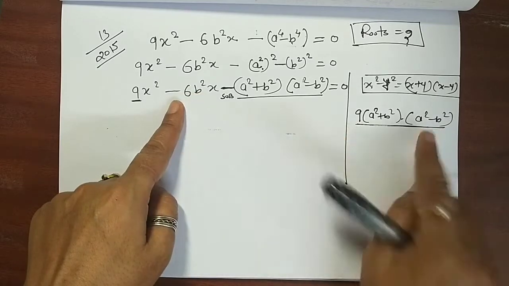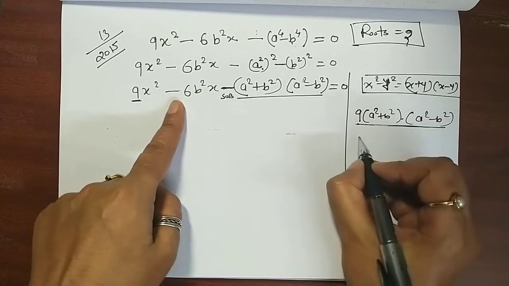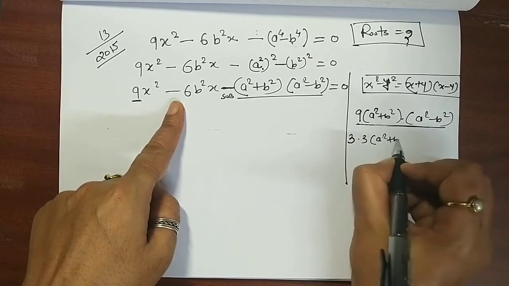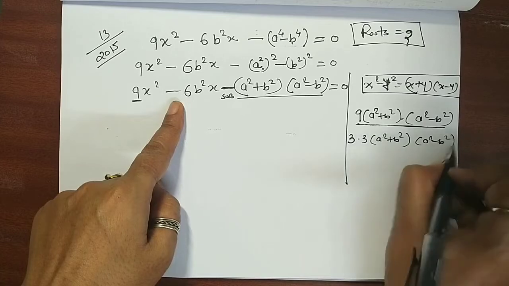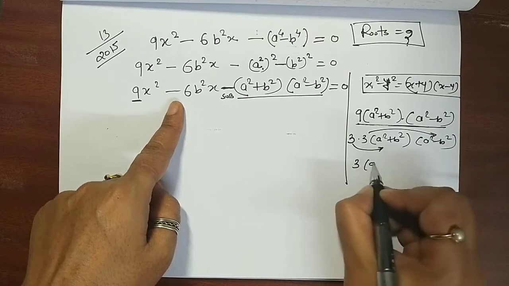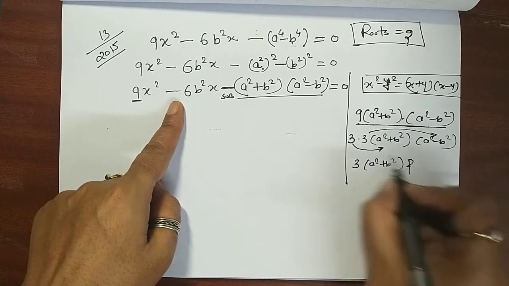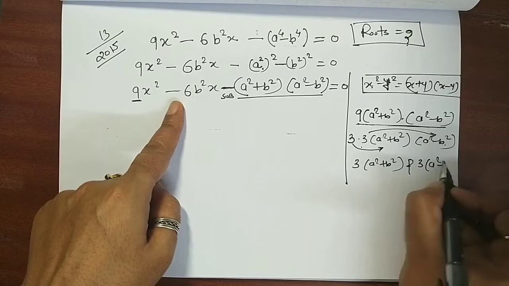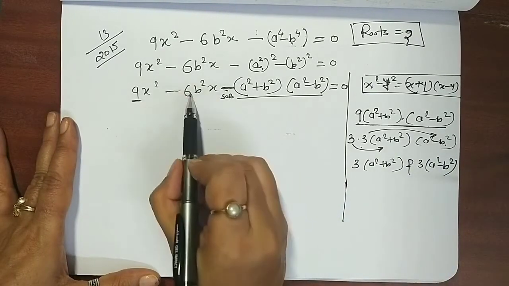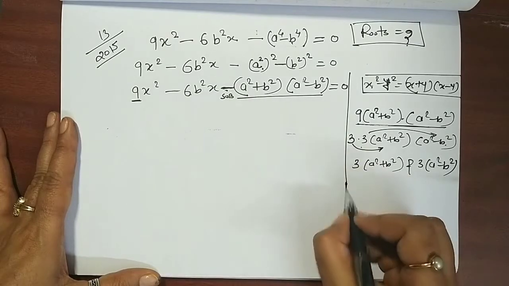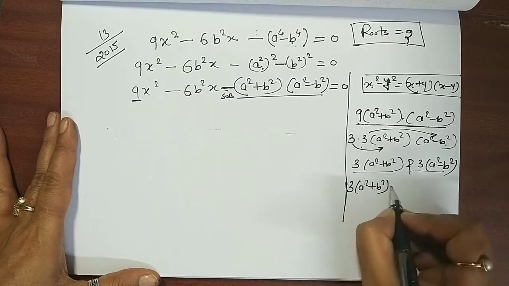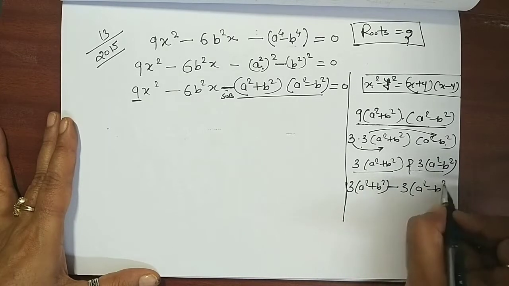After subtraction, I should get this. So let me see, guys. 9 I am splitting into 3 into 3. 3 into 3, a square plus b square, a square minus b square. One 3 I will take with this and one 3 with this. So 3 a square plus b square and 3 a square minus b square. I need subtraction to be 6b square. So let me see, this minus this is how much I am getting.